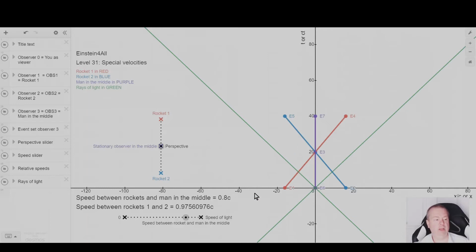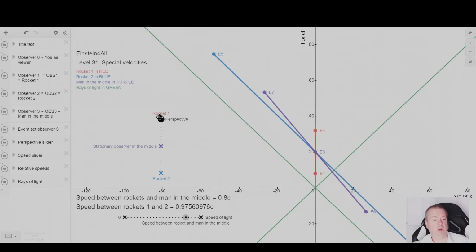This is where we start. And now the question is, how would this look from the perspective of either rocket 1 or the perspective of rocket 2, and it's not adding those velocities. In fact, I put in a perspective slider. You can just go with your mouse, click, hold and drag, and you can drag your perspective to rocket number 1. And this is what rocket 1 sees.